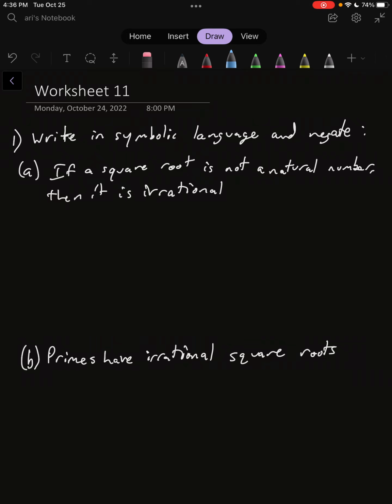So let's say square root. Of course, the pencil will start acting up immediately. Square root. Let's try one more time. Square root of r. And what we know about the square root of r is that it is not natural, so it's not contained in the set of naturals. And we have this if-then form, and that screams out to me that we want an implication.